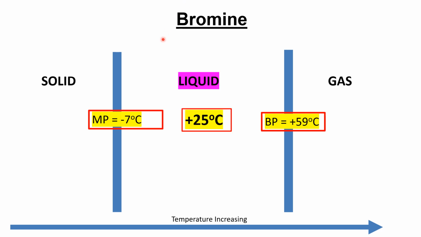Bromine has a much higher melting point and boiling point. This means that the temperature of 25 degrees falls in the middle of the melting point and the boiling point. It is higher than minus 7 degrees, but lower than positive 59 degrees. Therefore, bromine is a liquid at room temperature.